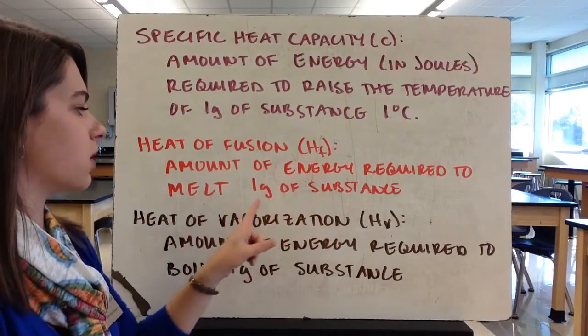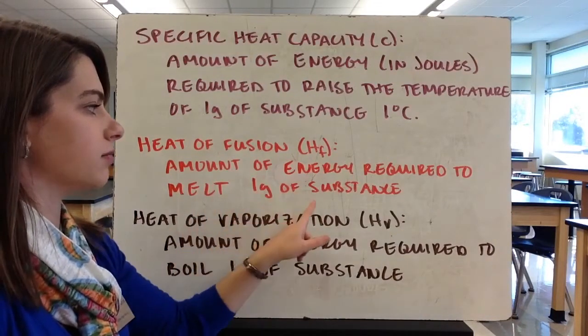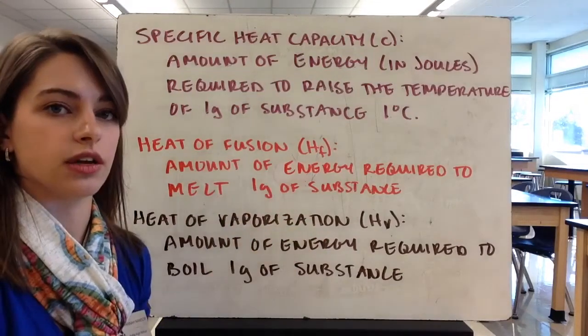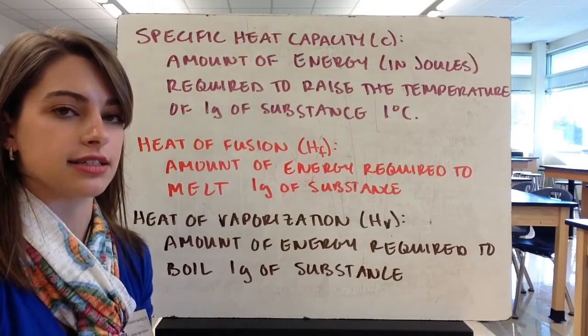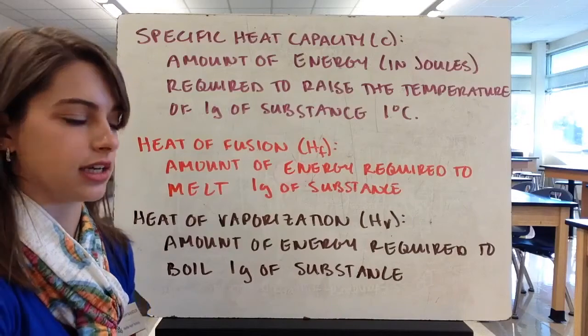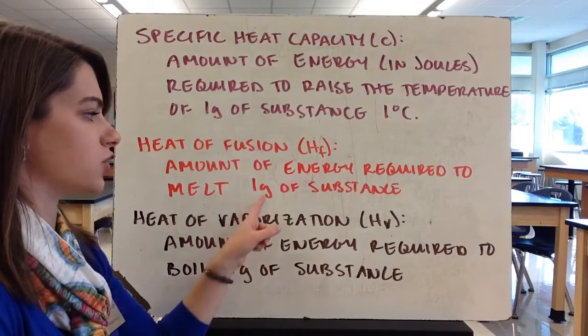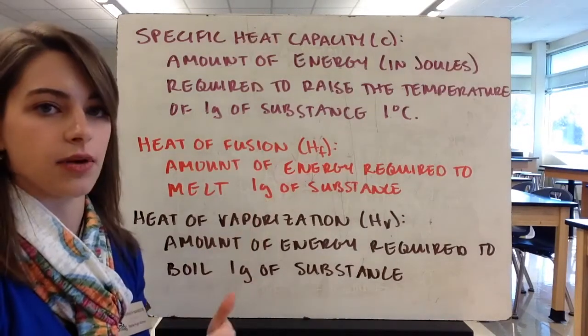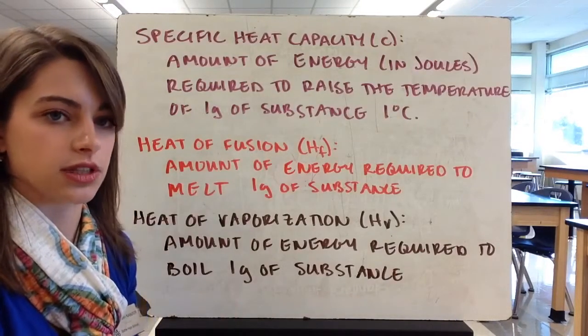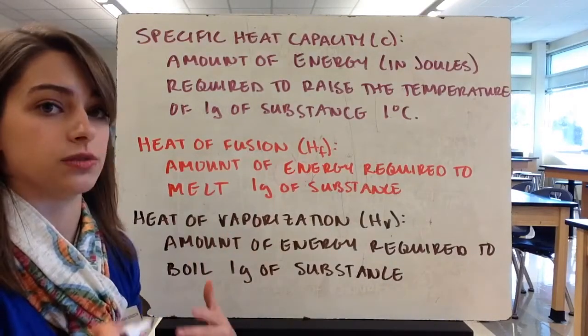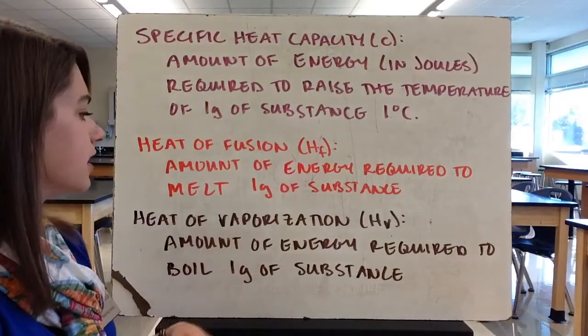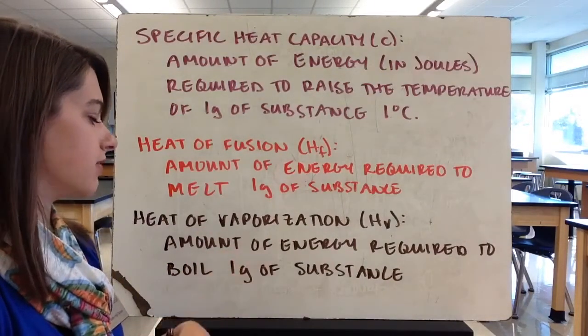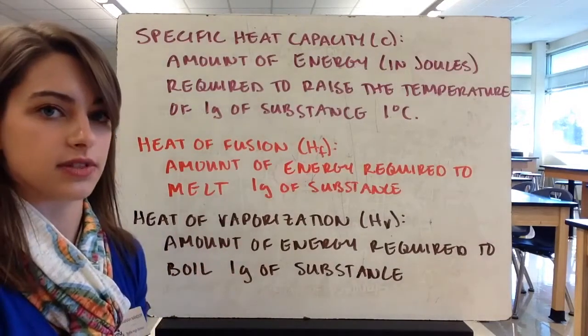For the heat of fusion, it's very similar. It's the amount of energy required to melt 1 gram of a substance, because we know that if we're going from a solid to a liquid, we have to put energy in. So it's the amount of energy required to change 1 gram of a substance from a solid to a liquid, and also from a liquid to a solid. We can look at both ways. It's the amount of energy you get out. The heat of vaporization, HV, is the amount of energy required to boil 1 gram of a substance.